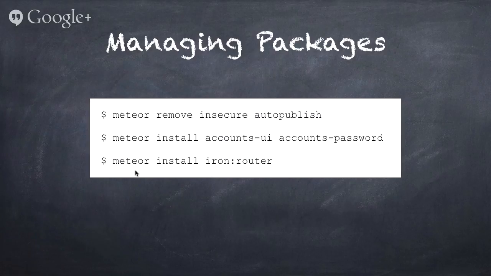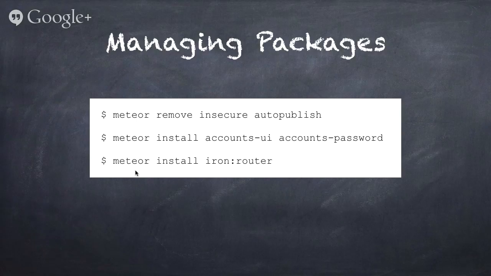So, managing packages, a quick example of what it would look like in terminal. You just go meteor remove insecure and autopublish, and you're good to go. Meteor add accounts-ui, accounts-password. I think it's add, not install. Yeah, whoops, that's meteor add. You'll see the second one is meteor add iron:router.